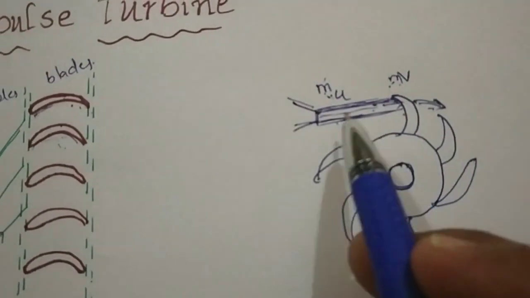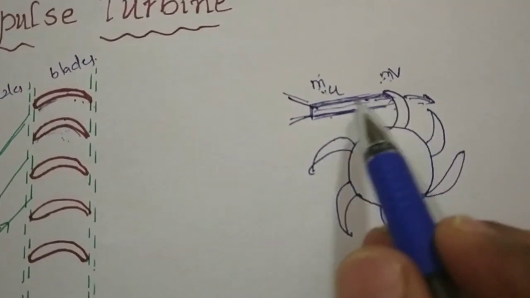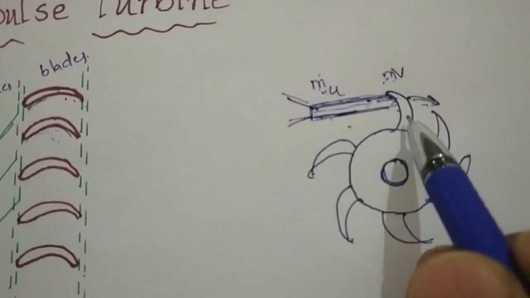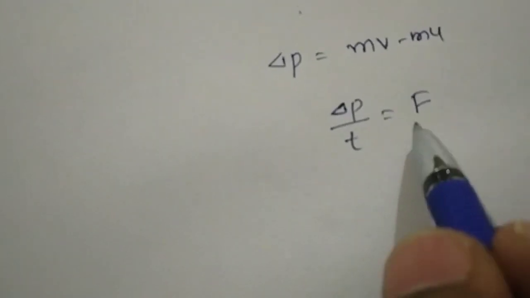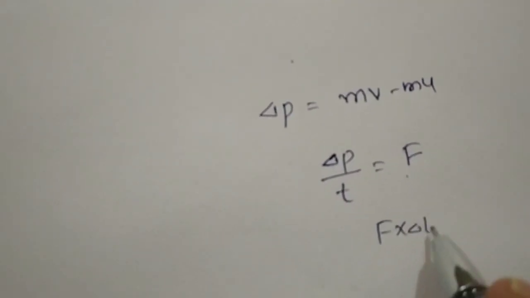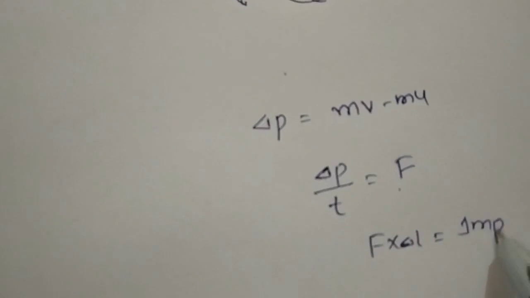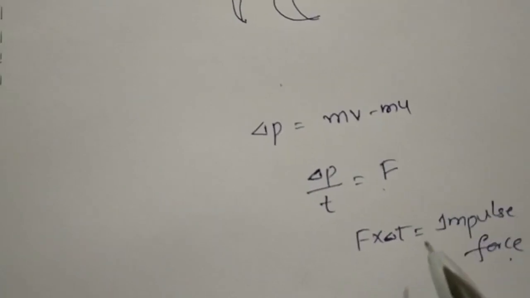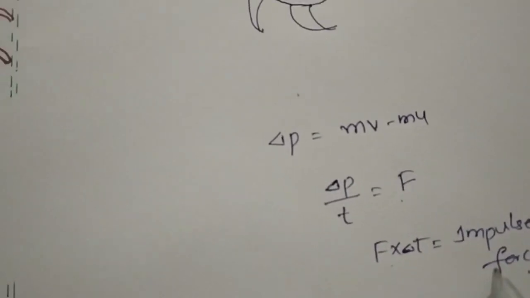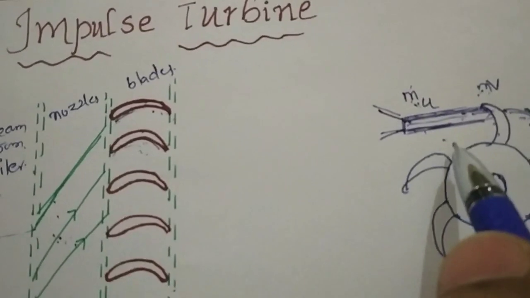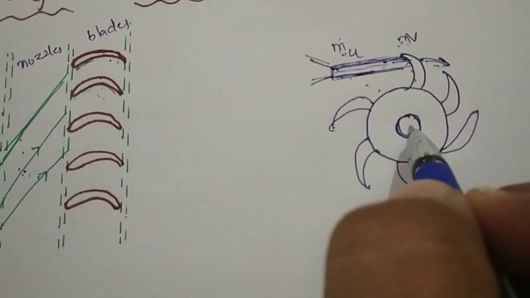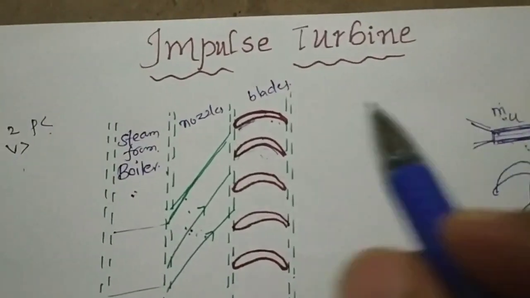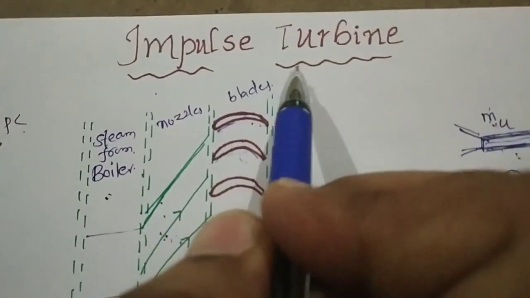Therefore what is happening here? Some force is created, because of the change in momentum in a given time. This force is called the impulse force. The force in a given time is called the impulse force. The rotation of the blades takes place because of the impulsive force of the jet of steam. That's why this turbine is known as an impulse turbine.